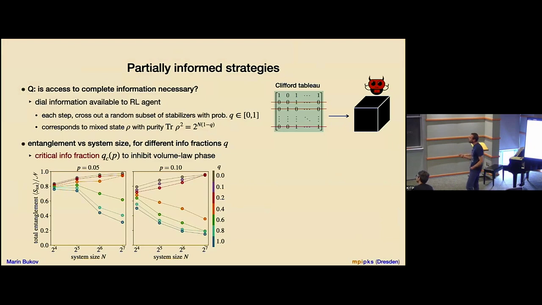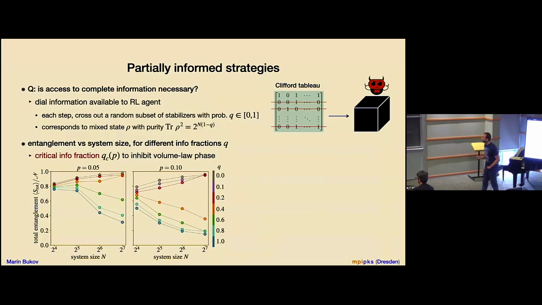And what you see here is that if you have complete information, so that is to say, if Q is equal to 1, then as expected, and we've seen this in our previous argument, the total entanglement, normalized to the Page value, goes down with the system size. But if you have less than perfect information, the total entanglement keeps going down with the system size until a specific critical value of this information fraction is hit, and beyond that critical value you can no longer sustain the area law state, and you revert and go back to volume law.